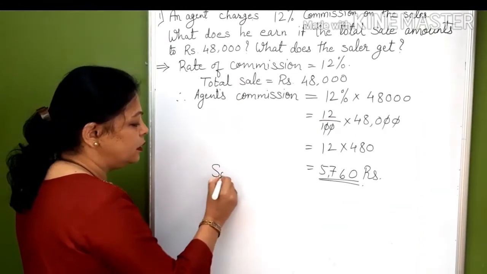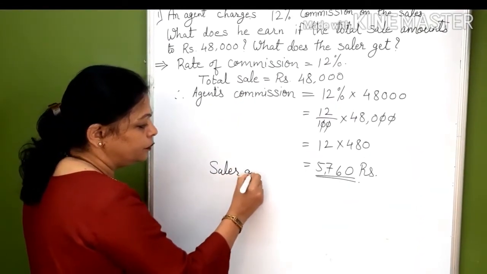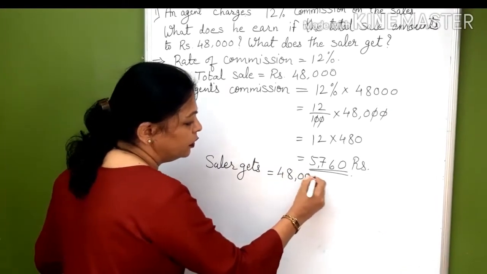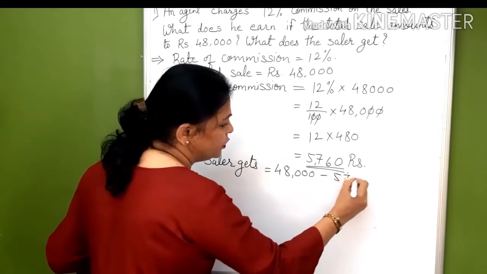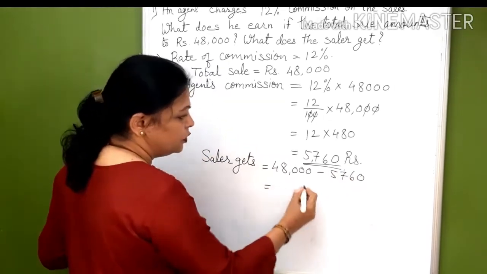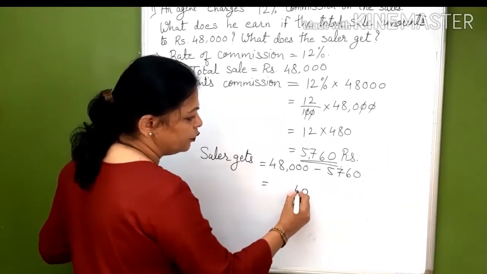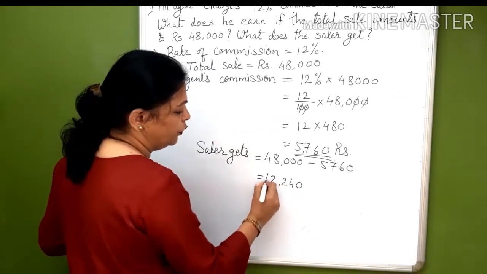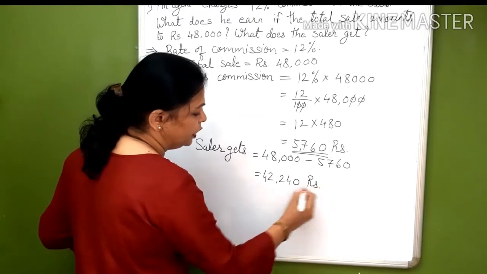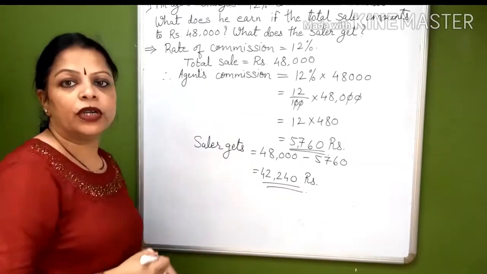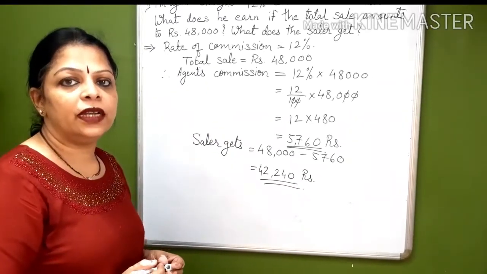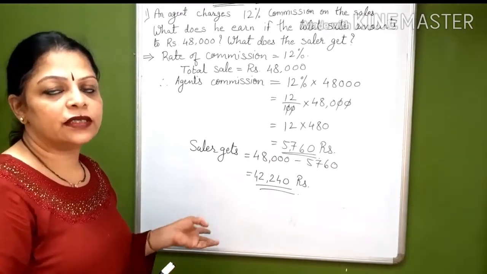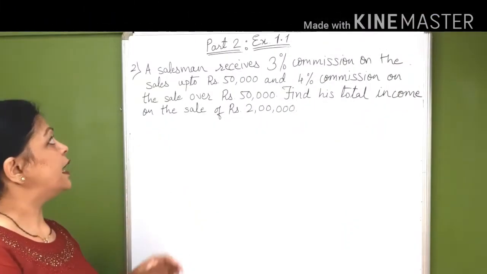So it's 48,000 minus 5,760. So this comes 10 minus 6, 4, 2, 24. So that is 42,240. This is the amount that the seller gets. So we finished the first sum. Let's start with the second. So see the second sum.